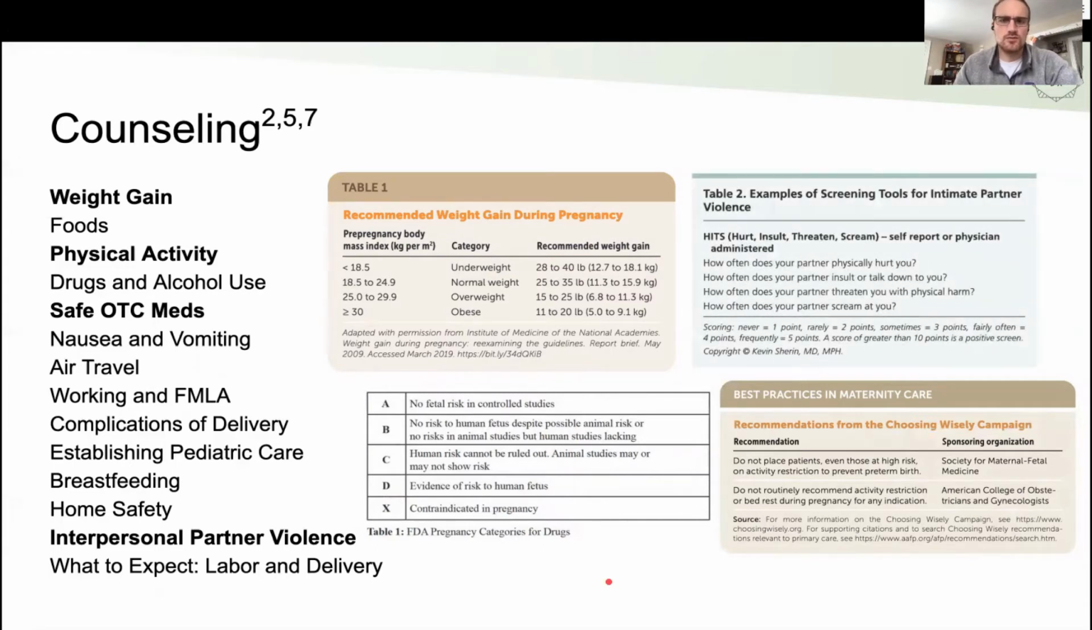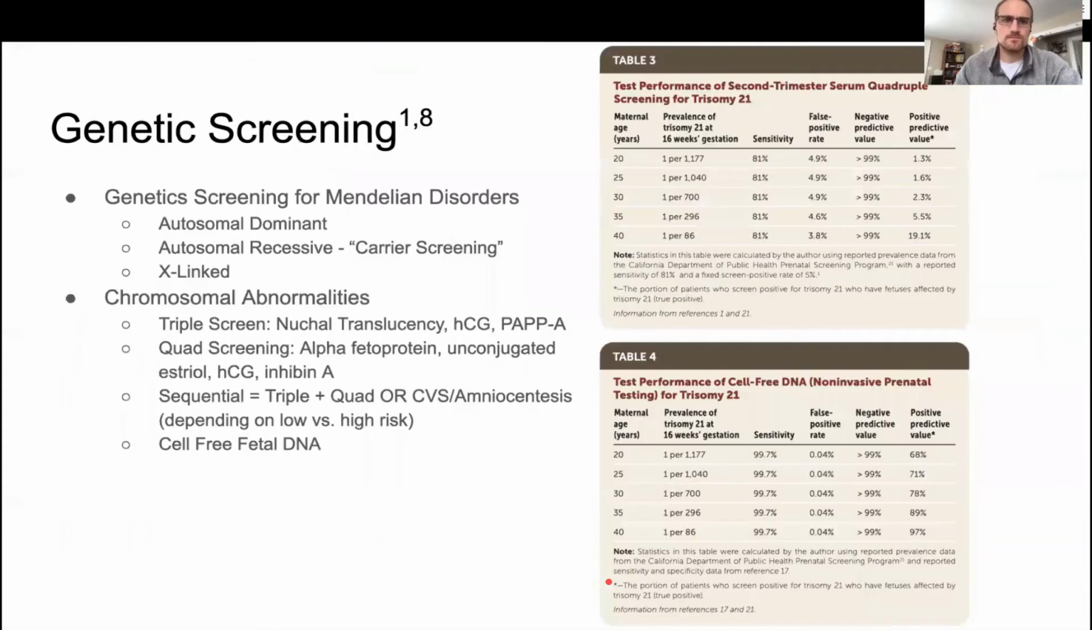And then the last one we'll touch on is interpersonal or intimate partner violence. There's a series of questions you can ask at multiple different points during pregnancy to screen for this. Women are at more risk of interpersonal and intimate partner violence during pregnancy. And one thought for that is that it's a result of the change in family dynamics or household dynamics that occur with an upcoming pregnancy.